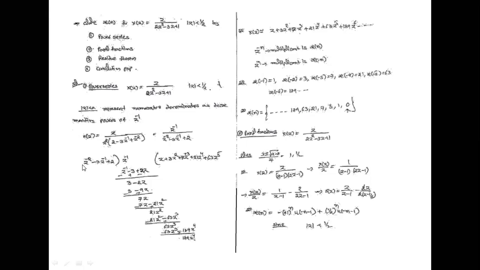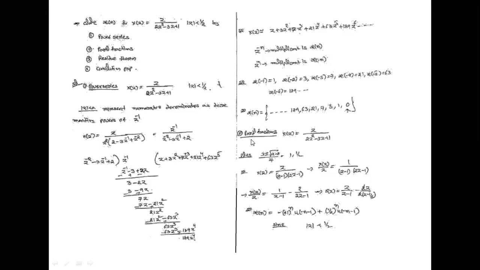Check that it is 2 minus 3z inverse plus z power minus 2, divided with the z inverse. It is the reverse order. We take the ascending order and get the negative powers of z, and take the coefficients from 0 to infinity.